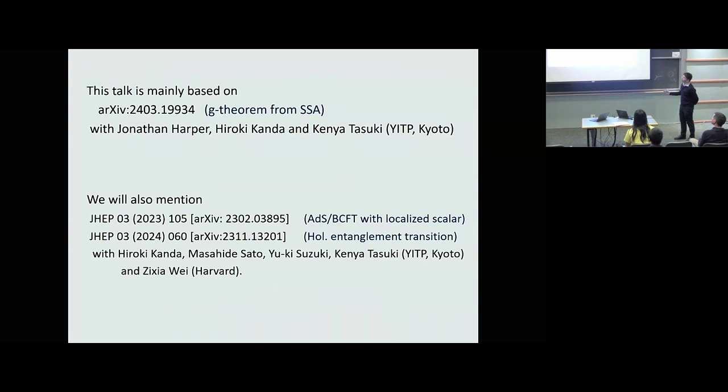explicit example of the boundary RG flow in the context of AdS/CFT, especially using AdS/BCFT with a localized scalar, and also its connection to holographic entanglement phase transition. Okay, so let me start.